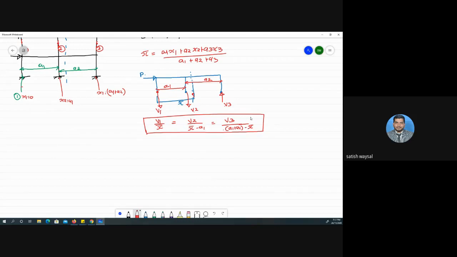Anyone can be converted in terms of V3, or V3 can be converted in terms of V2, and then we'll get V2 and V3. By using this relation, by knowing any one of the forces among these three, we can find out the remaining. And once we get V1, V2, V3, the remaining procedure is to draw an FBD and find out horizontal and vertical reactions. Understood? Okay. Now let us take a problem.